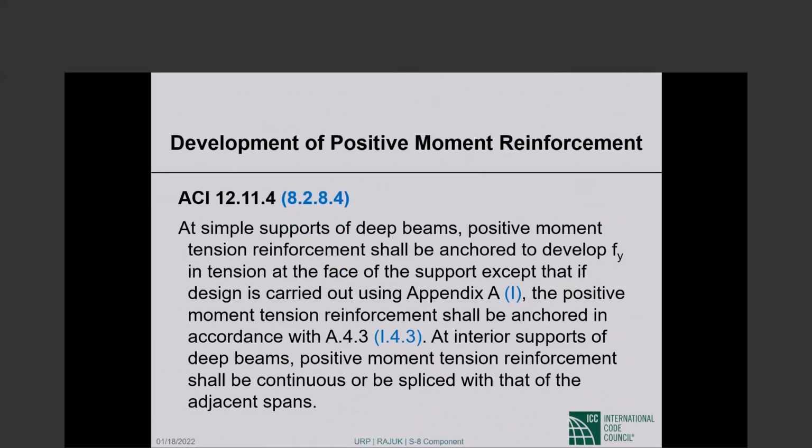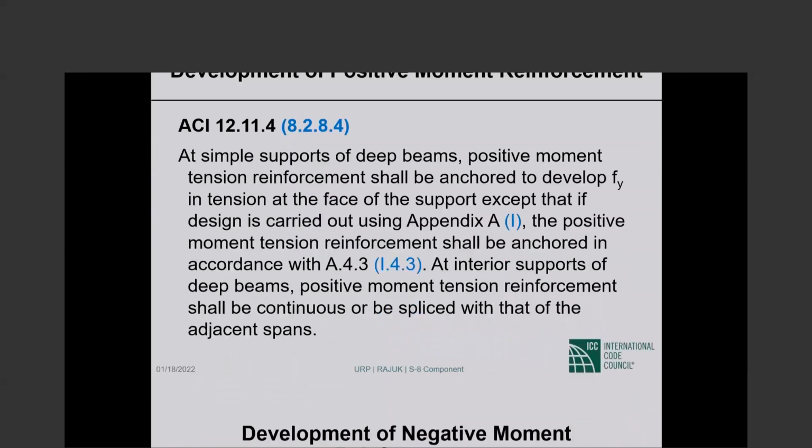Now it is specifically deep beams. At simple supports of deep beams, positive moment tension reinforcement shall be anchored to develop F sub y in tension at the face of the support, except that if design is carried out using, etc. This I'll let you read the rest of it. But the key thing is at simple supports of deep beams, positive moment tension reinforcement shall be anchored to develop full F sub y in tension at the face of the support. Okay, there is an exception to that.